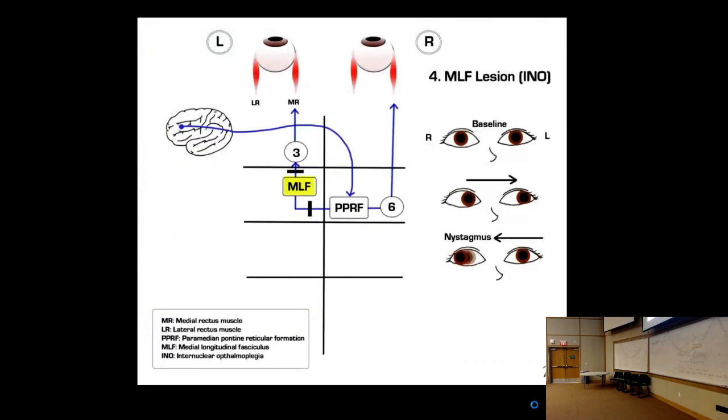Okay, any questions about that? Yes. Yeah, so the MLF lesion, if I just have a left MLF lesion, that's only going to affect the left medial rectus muscle. Both of the examples I showed you were maybe lesions that got both MLF pathways.